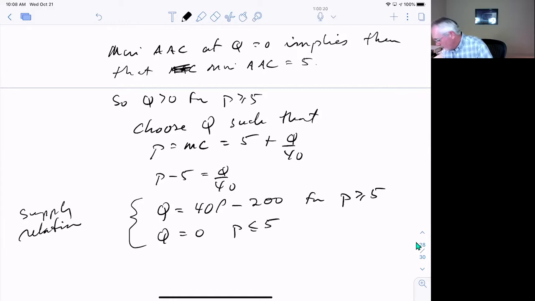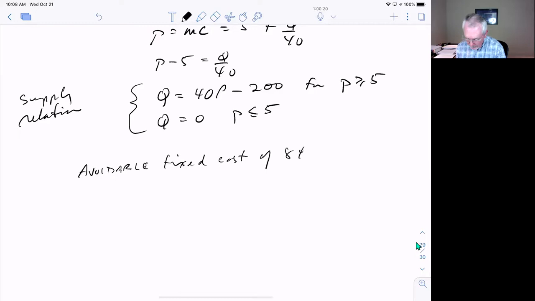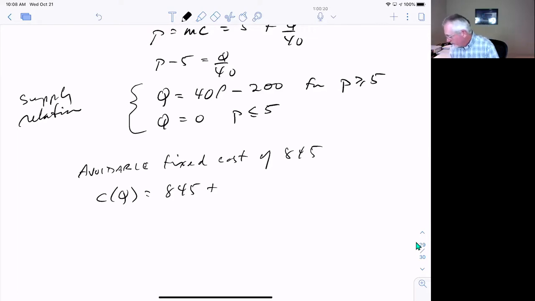Now, the question goes on to say, well, what if he also has an avoidable fixed cost of $8.45 per day? So if he has an avoidable fixed cost of 845, Dan's cost function now becomes 845 plus 5q. I have to add the variable portion to that now, plus q squared over 80.